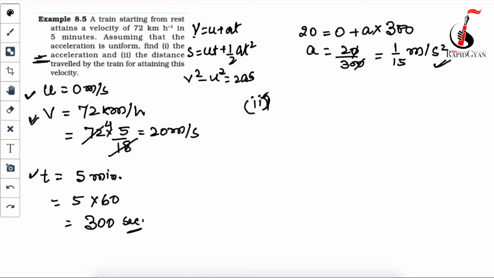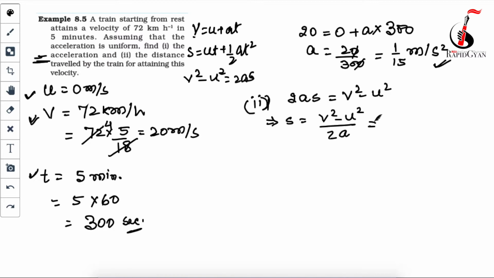So in order to find the value of s, we can use any one of these two formulas. Either you use the second formula, s = ut plus half at square, or v square minus u square equal to 2as. I already know v, I already know u, I already know a, so I will use this formula. So here I can clearly say that 2as is equal to v square minus u square. So from here your s is equal to v square minus u square upon 2a, correct?